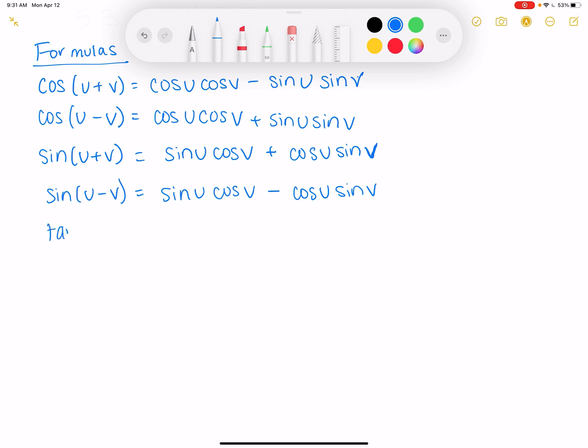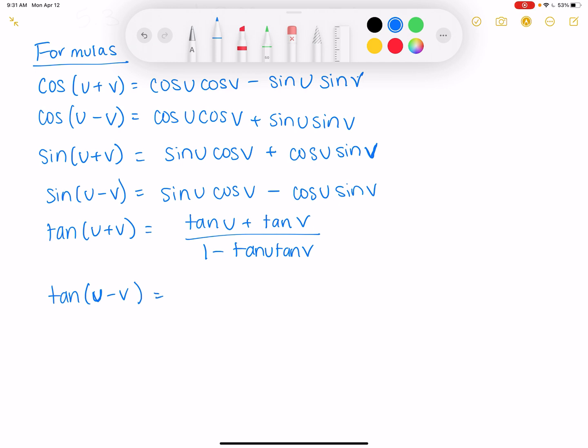The tangent of u plus v is equal to the tangent of u plus the tangent of v all over 1 minus the tangent of u times the tangent of v. And then the tangent of u minus v is equal to the tangent of u minus the tangent of v all over 1 plus the tangent of u tangent of v.